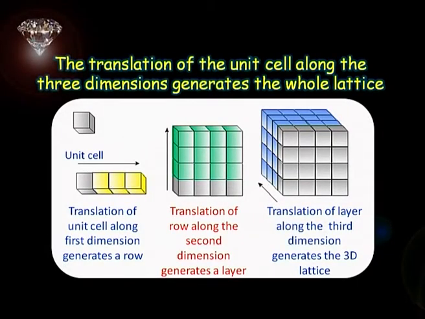Now, this is important here. The translation of a unit cell along the 3 dimensions generates the whole lattice. Let us understand this. I take a unit cell, I translate it along say A direction. Okay. So, what I get is a row. I take this row and then translate it in the second dimension, the B dimension. I generate a layer. I take this layer and go in the C direction. I generate a whole 3-dimensional lattice. So, that is the kind of relationship between the unit cell, a row, a layer and the whole lattice there.